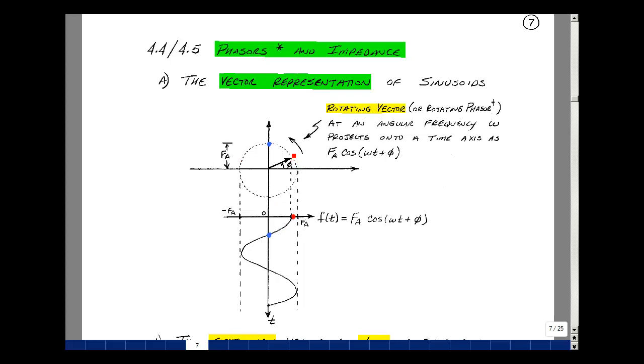As time is increasing, we eventually get to the point B. And that's going to be at some time later, and I project that onto my axis. It would be over here. Continuing on, I would eventually create the cosine function, starting out at t equals 0.